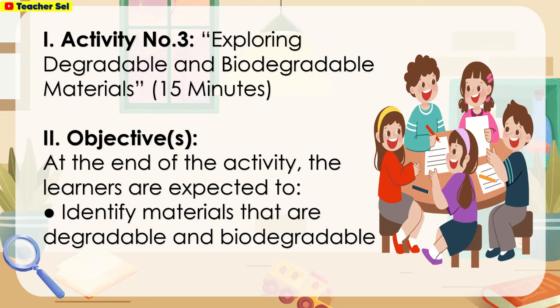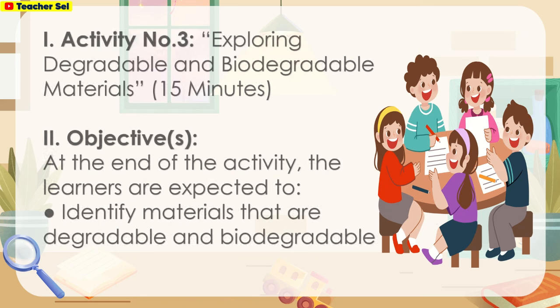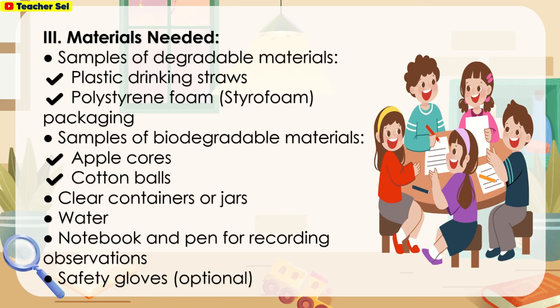Let's have activity number 3, exploring degradable and biodegradable materials. It is good for 15 minutes. Objective: identify materials that are degradable and biodegradable. Here are the materials needed: samples of degradable materials, plastic drinking straws, polystyrene foam. Samples of biodegradable materials, apple cores, cotton balls. Clear containers or jars, water, notebook and pen for recording. Safety gloves.